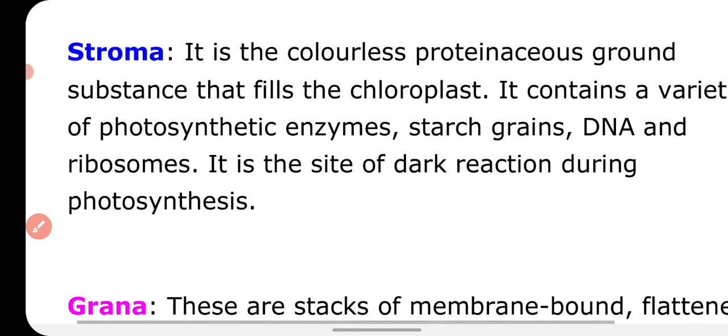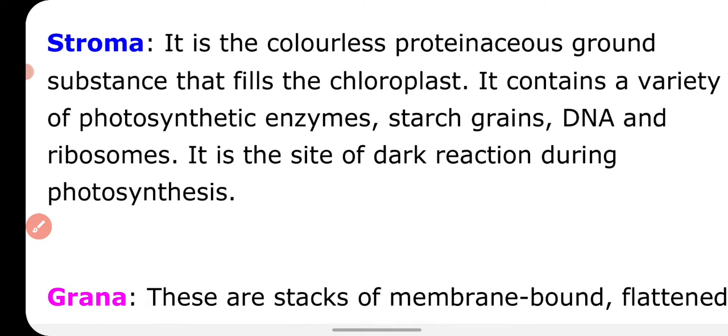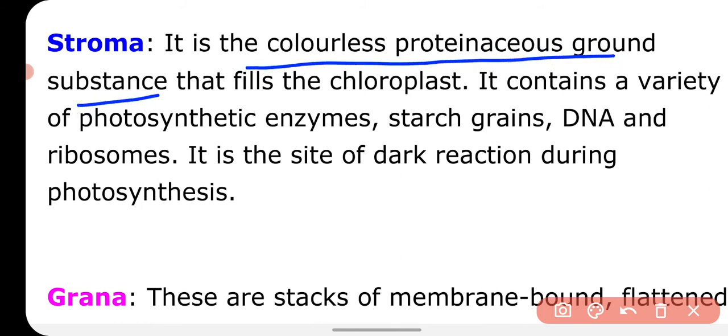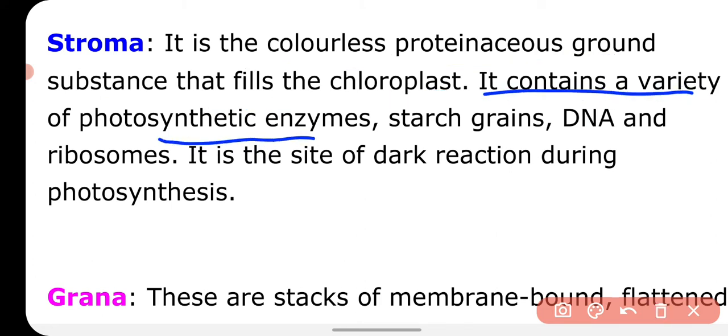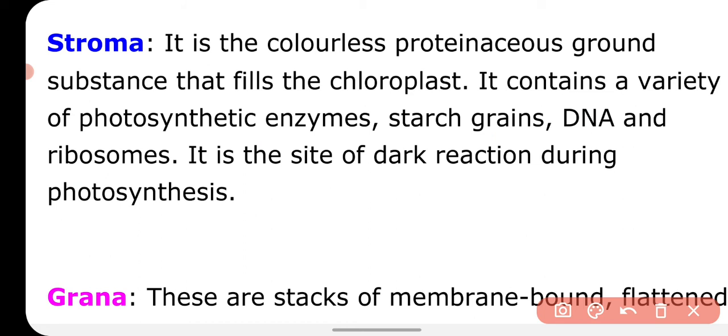So the stroma is the colorless proteinaceous ground substance that fills the chloroplast. स्टोमा एक कलरलेस प्रोटीनेसियस ग्राउंड सबस्टेंस है जो क्लोरोप्लास्ट के अंदर पाया जाता है. इसके अंदर बहुत सारी variety of photosynthetic enzymes, starch grains, DNA and ribosomes present होते हैं. And it is the site of the dark reaction during photosynthesis. As you know, photosynthesis completes in two steps: light reaction and dark reaction. So the dark reaction takes place in the stroma.